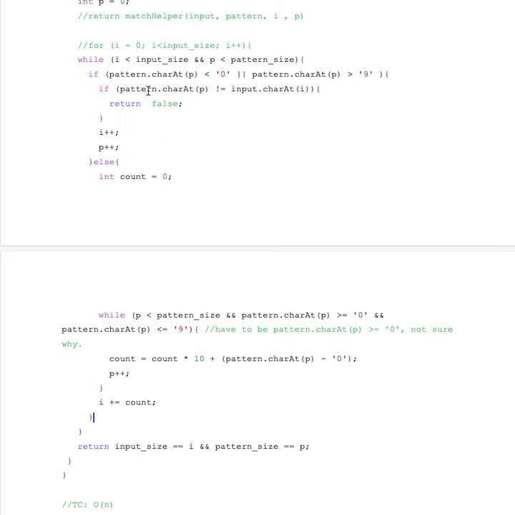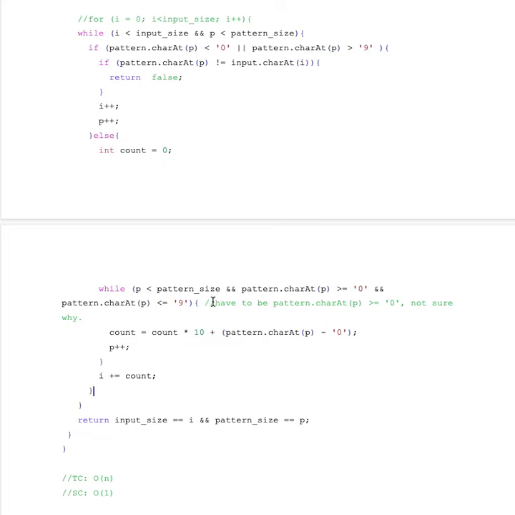We checked the letters are the same, and for the number, we don't need to check if it's the same or not. We just need to check the length. So in the return sentence, we check if the input size is equal to I, where I is the current index, and if the pattern size is equal to P.